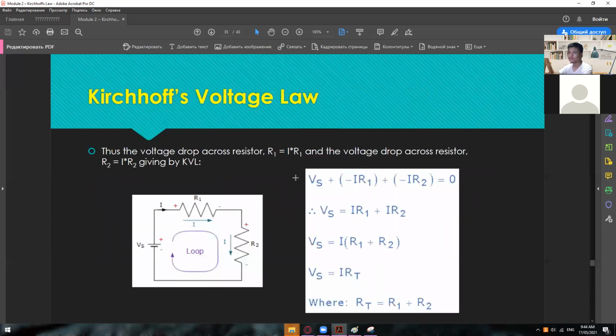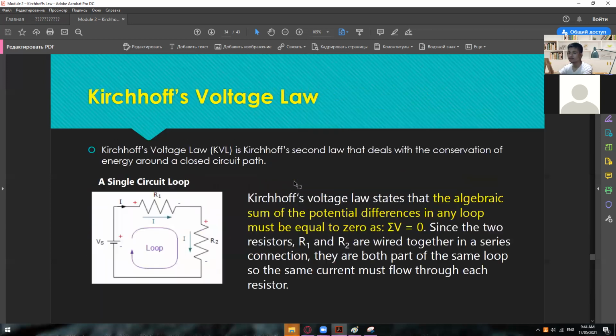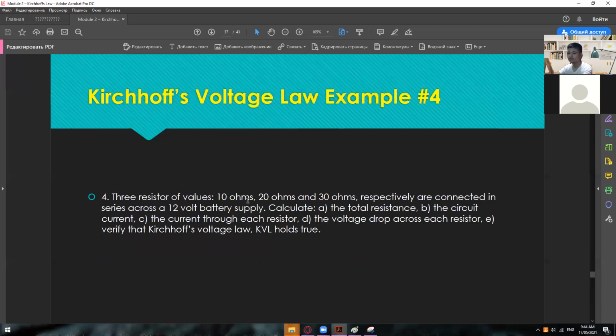Yeah, last example. Example number 4. So we have three resistors of values 10 ohms, 20 ohms, and 30 ohms, respectively, connected in series across a 12-volt battery supply. The question here is to calculate the total resistance, the circuit current, the current through each resistor, and the voltage drop across each resistor, and verify using Kirchhoff's voltage law or KVL if you have the same result, just by using Ohm's law and then KVL.